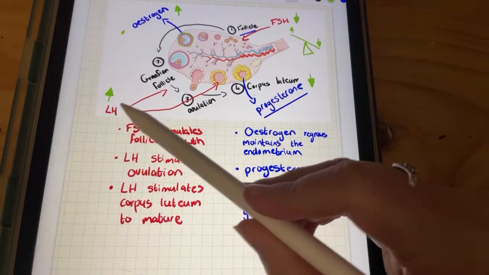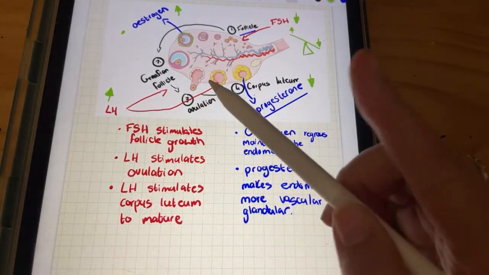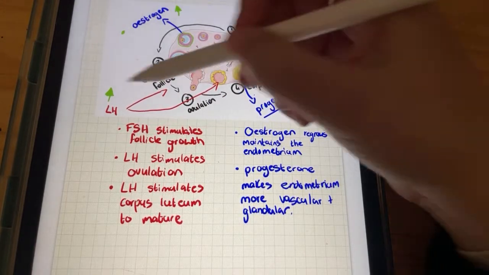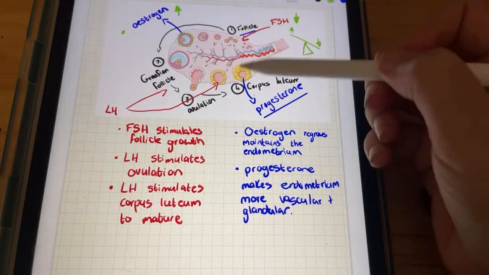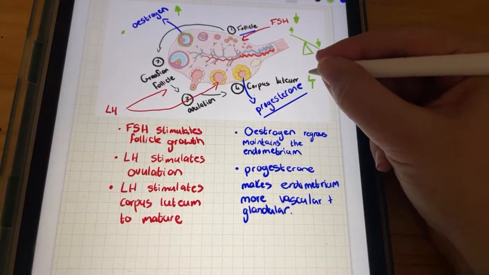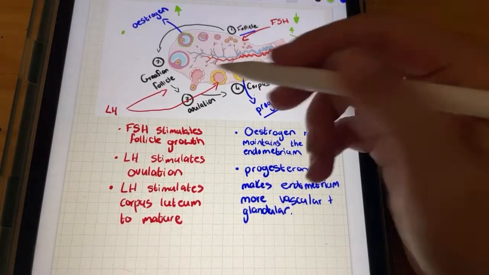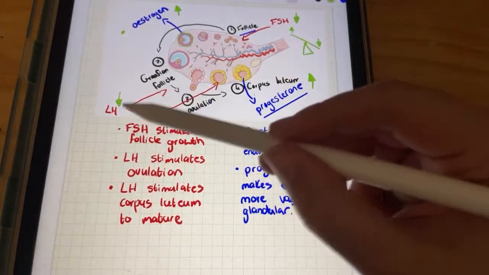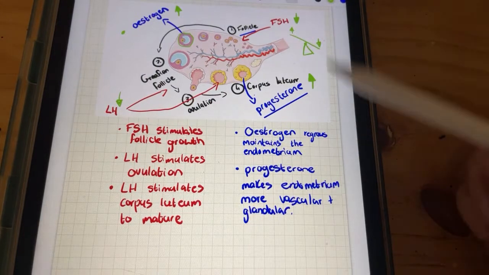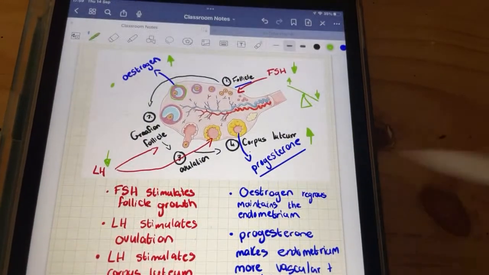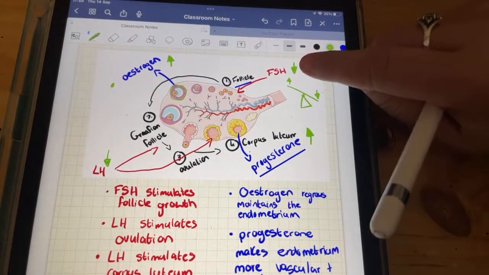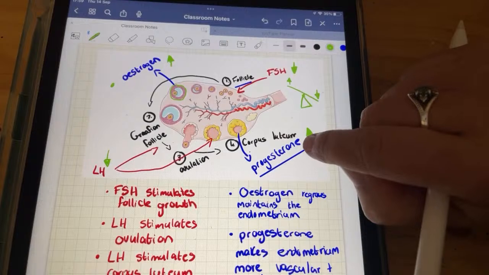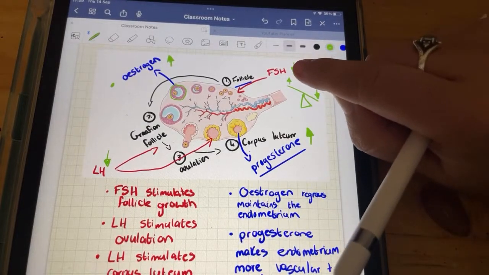The moment you ovulate, then all of a sudden, what happens? Well, the corpus luteum forms and progesterone levels increase. And if progesterone levels increase, luteinizing hormone will decrease. So you don't ovulate again. And remember, if progesterone is increasing, FSH must also be decreasing. Because remember, if we are pregnant or possibly going to be pregnant, do we want to grow another follicle?